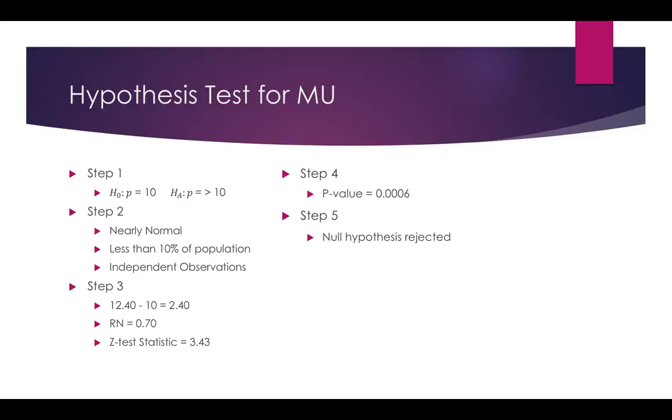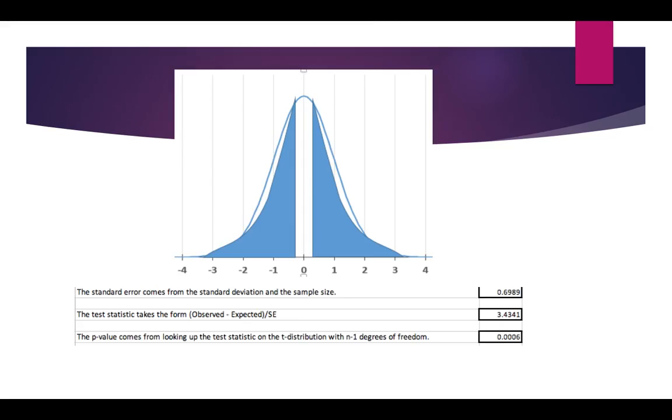Step 4, the p-value calculated by Excel is 0.0006. Once again, this is smaller than 0.05, which means that our null hypothesis is rejected once again. And this is another picture of what we just discussed.